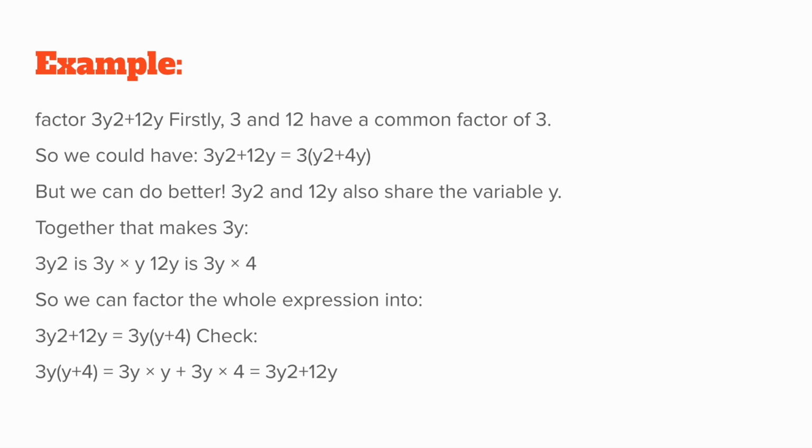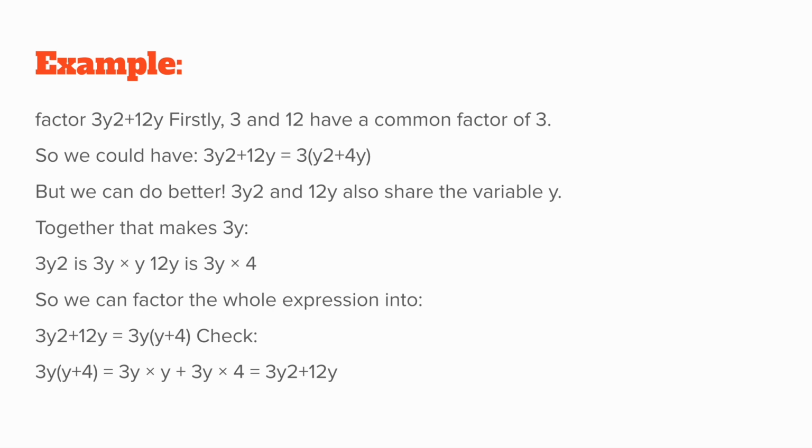What is a common factor? In the previous example, we saw that 2y and 6 had a common factor of 2. But to do the job properly, we need the highest common factor, including any variables. For example, when we say to factor 3y squared plus 12y, firstly, 3 and 12 have a common factor of 3, so we could have 3y squared plus 12y equals 3 times (y squared plus 4y)... but we can do better.